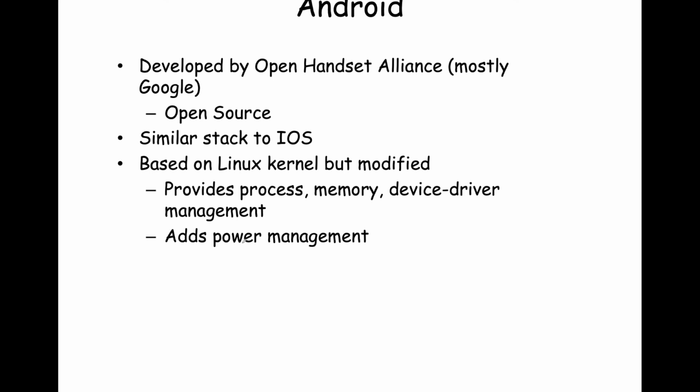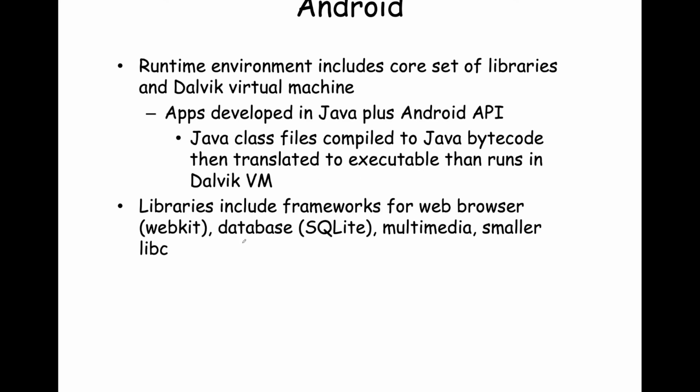Android was developed primarily by Google. It's open source, and it's similar to iOS in that it's a customized version of the Linux kernel with all sorts of runtime services to serve the needs of the mobile hardware devices. Android also has applications, runs Java applications as the application binary interface.